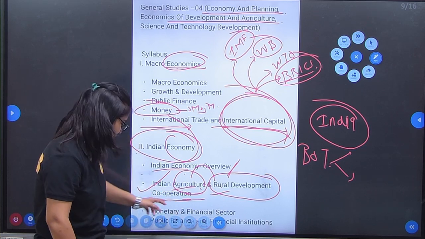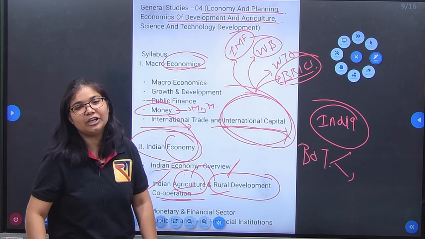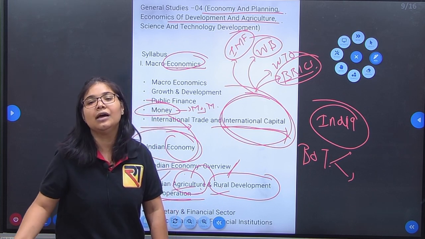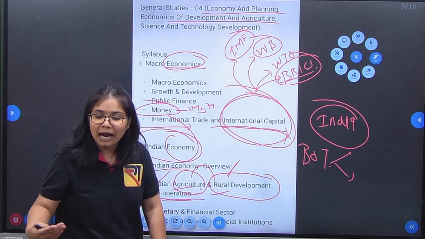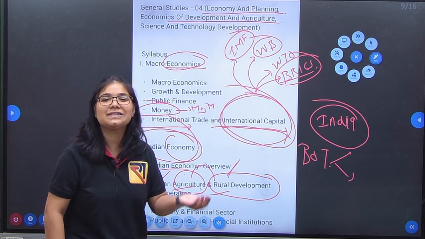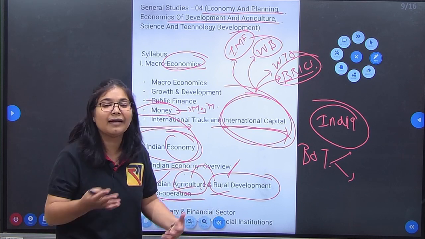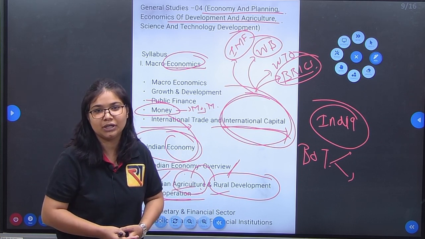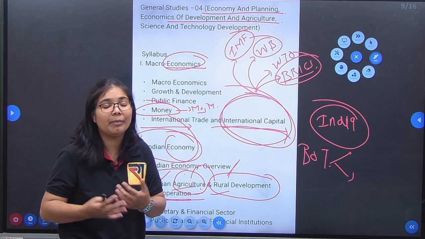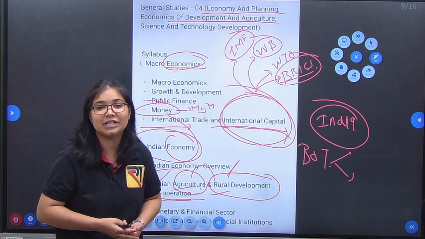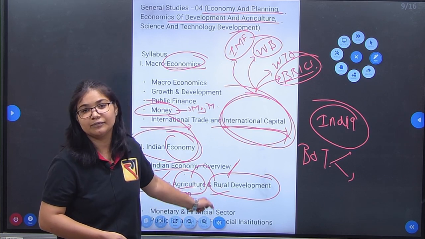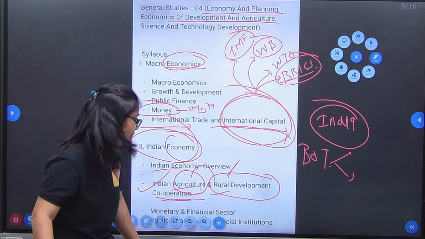And then cooperation. Different cooperative societies have been established and formed in rural India to improve the status of rural development. So we have to discuss. Maharashtra has a great history of cooperation. Different cooperative banks are there, different cooperative societies are there. Maharashtra has a great tradition of cooperation.